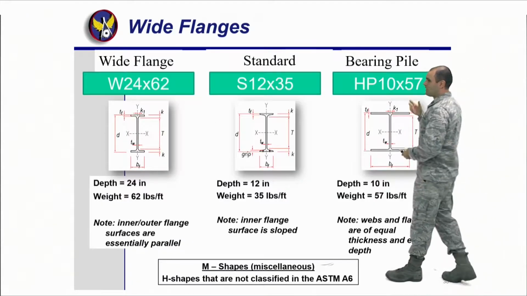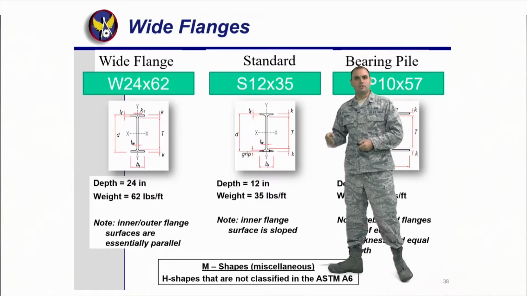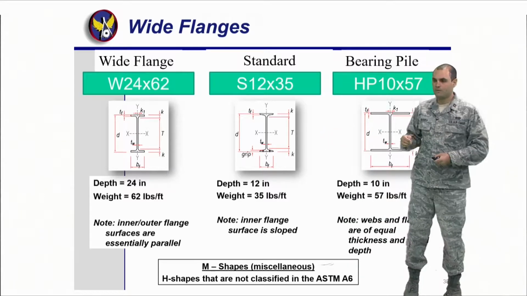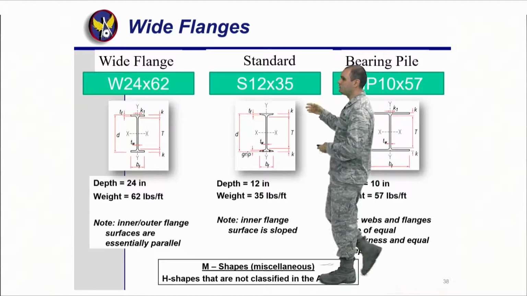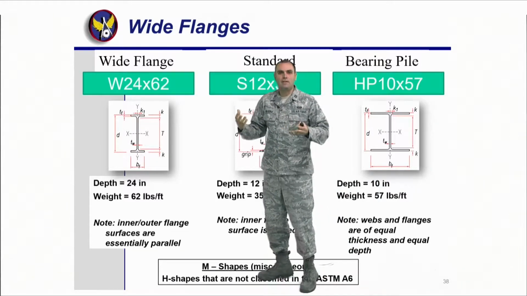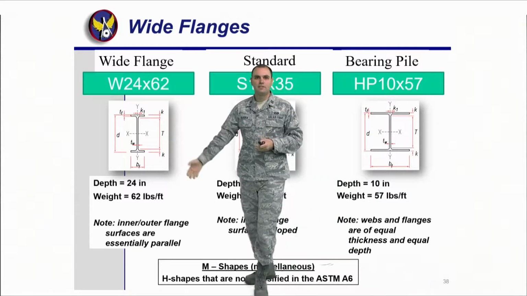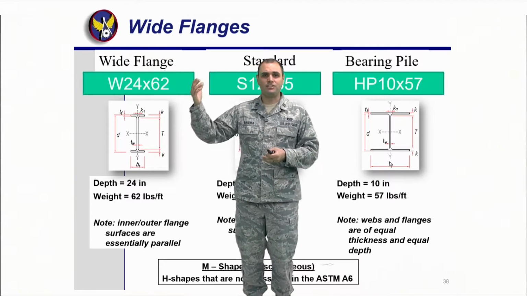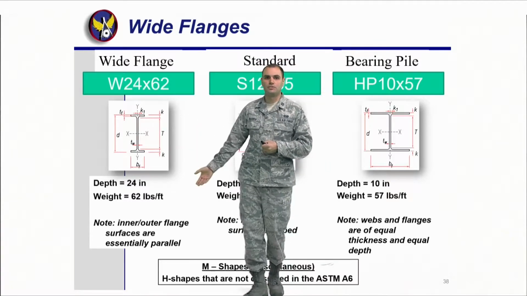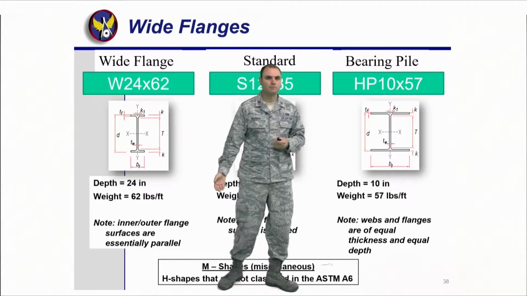With steel, we have a lot of different types, right? Wide flange, standard, bearing pile. This is just a little bit of all of them. However, we're gonna call, for example, a wide flange W24 by 62. What does that mean? Well, the 24 means the depth, 24 inches. And the 62 means the weight per linear foot. So in this case, 62 pounds per foot, all right?